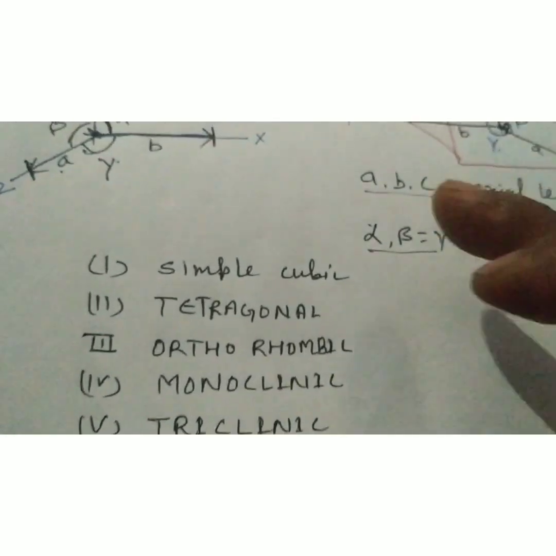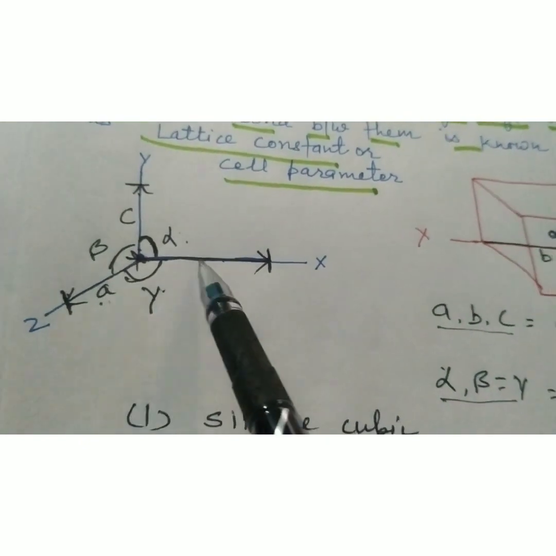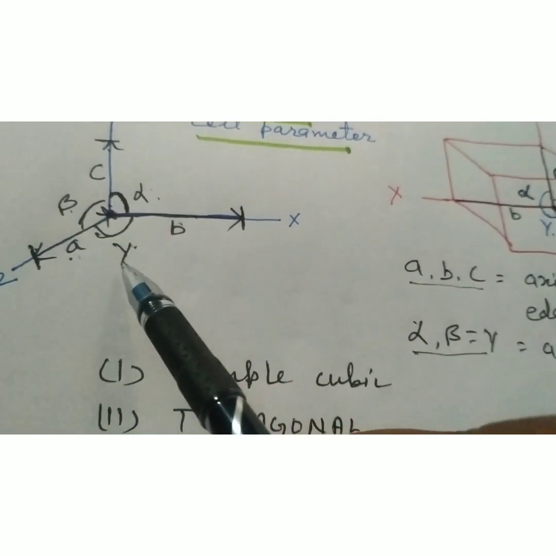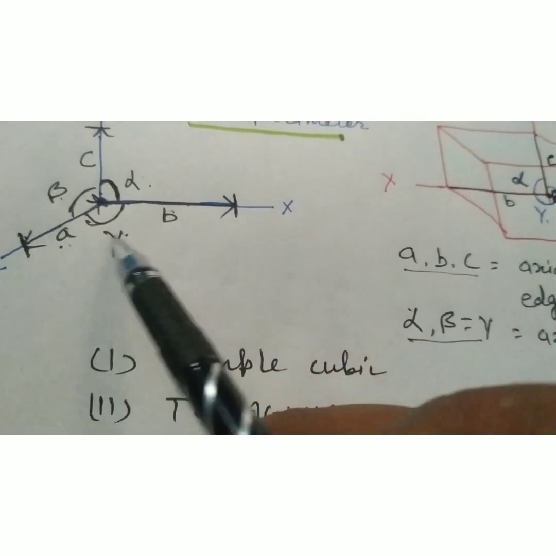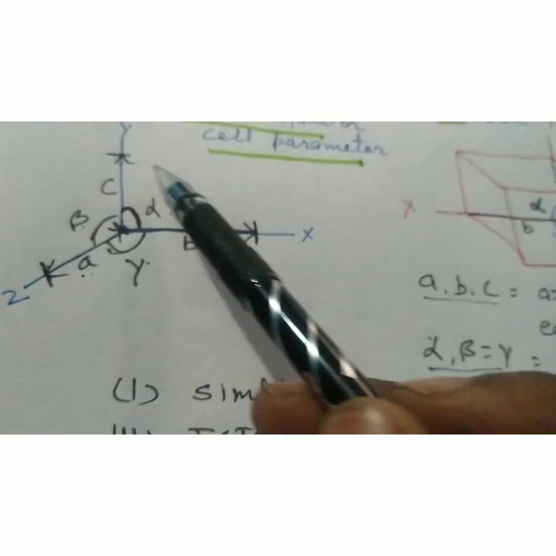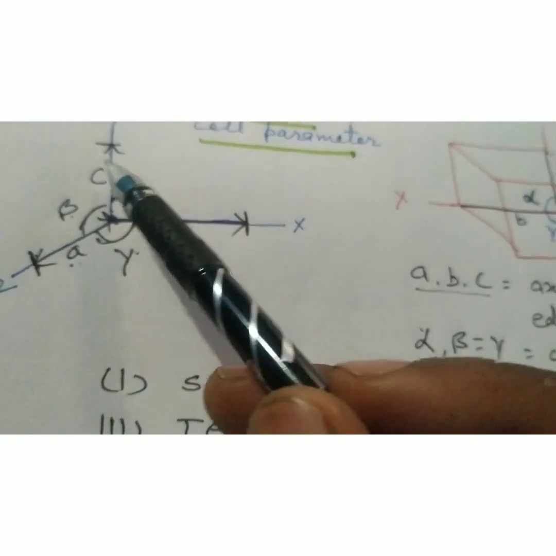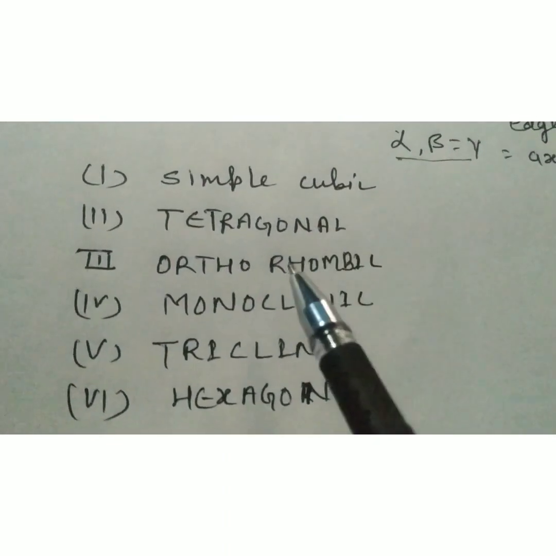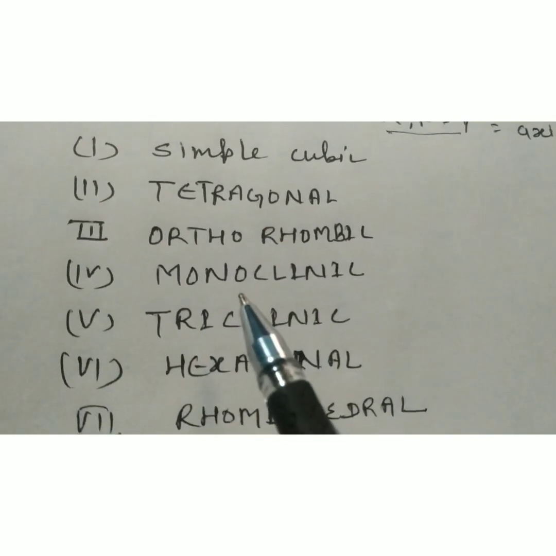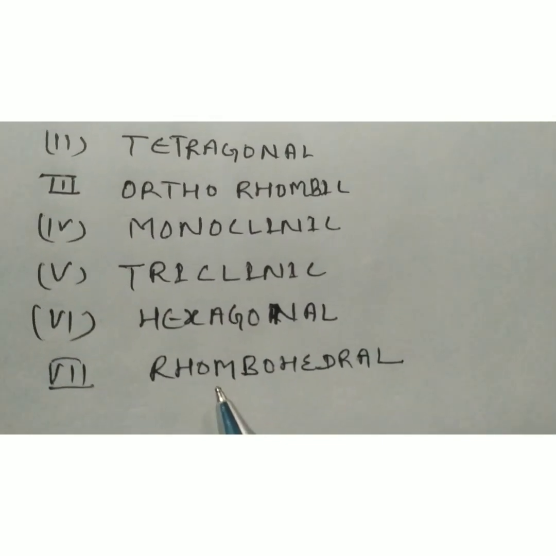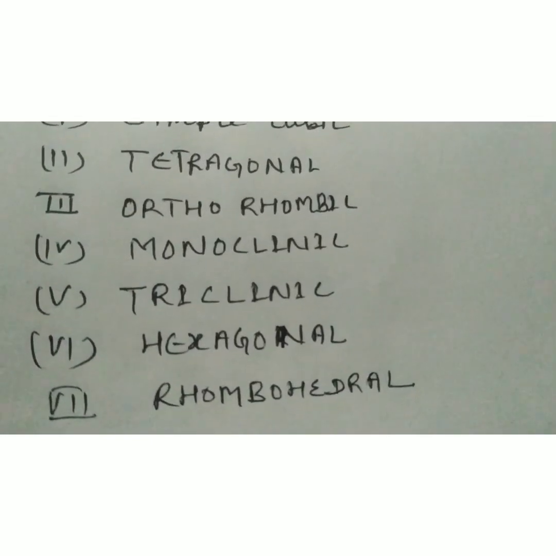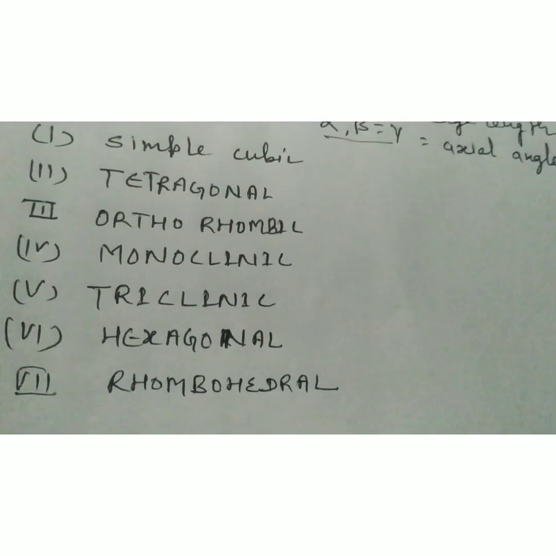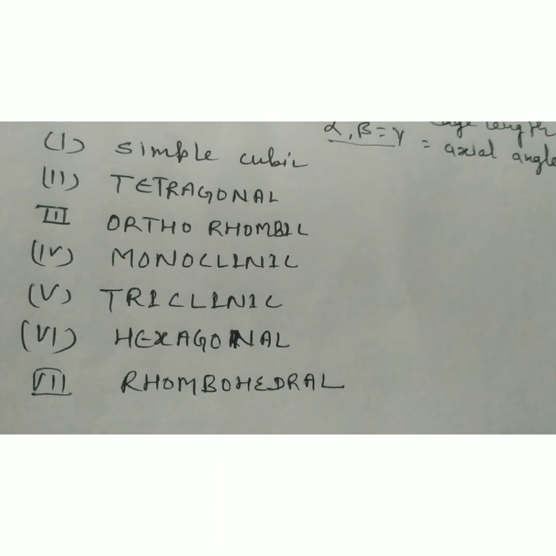Clear? So A, B, C and the angles formed between them, alpha, beta and gamma, these parameters are known as lattice constants. On the basis of these lattice constants, the unit cell is classified into 7 subcategories: simple cubic, tetragonal, orthorhombic, monoclinic, triclinic, hexagonal and rhombohedral. Clear? So these are the 7 types of unit cell on the basis of cell parameters.